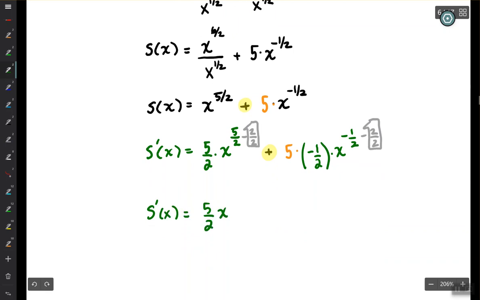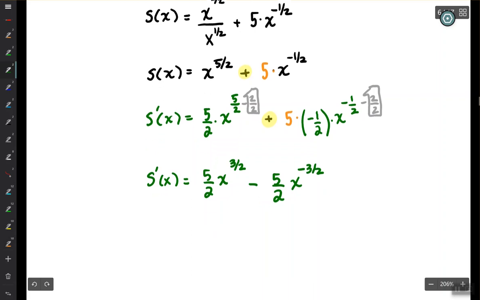Five halves times x to the 5 halves minus 2 halves is 3 halves, plus 5 times minus a half. I think I'll write that as minus 5 halves. So plus a minus is minus. Minus 5 halves, x to the minus a half minus 2 halves is minus 3 halves power. And that's beautiful and pretty darn clean.